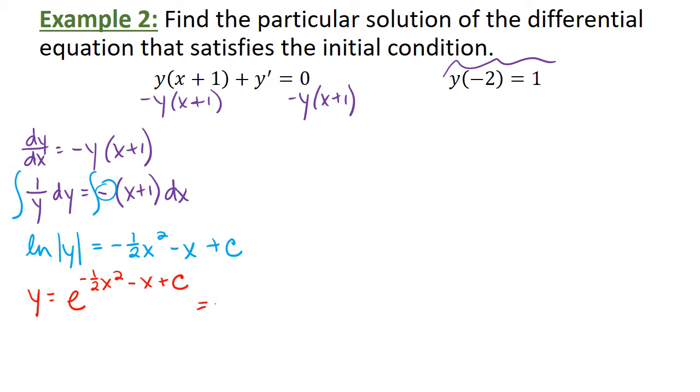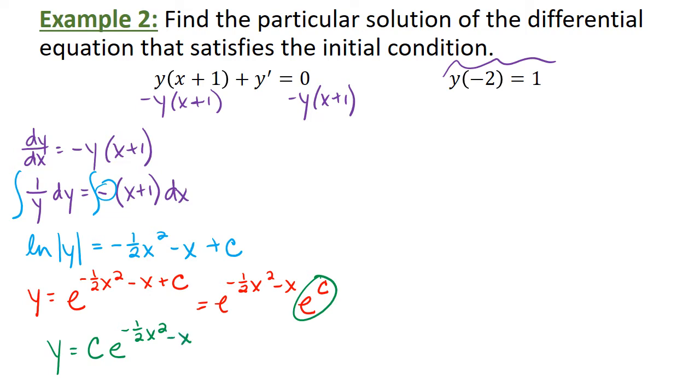This can be written as e to the negative 1/2 x squared minus x power times e to the power of c. The reason for this is because the property of exponents allows me to add the exponents if the bases are the same. E to the power of c is simply a constant, and therefore I am left with y equals c, because of that constant, e to the power of negative 1/2 x squared minus x.